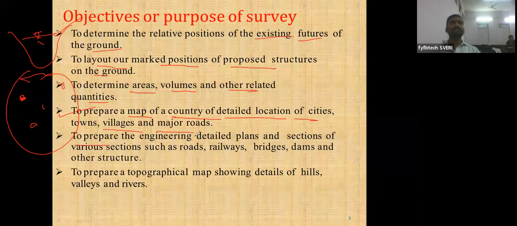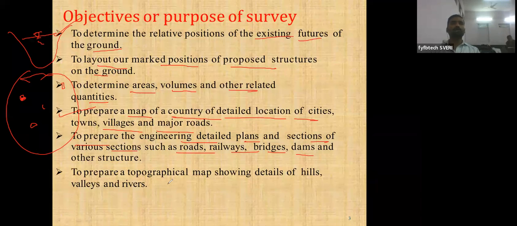Then, to prepare engineering detailed plans and sections of the various structures such as roads, railways, bridges, dams. In order to construct roads, railways, bridges, dams, and any RCC building or any structure, you have to have proper surveying. Without survey work, you cannot construct any work. That's why surveying is very, very important in civil engineering. When you come for the next semester, in second year civil engineering, there is a surveying subject only. You have surveying one, surveying two. There you will study everything in detail.